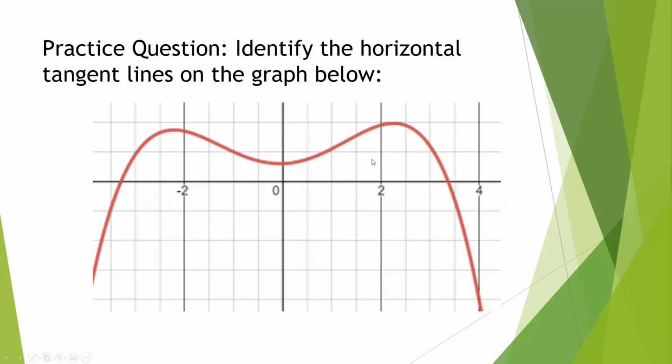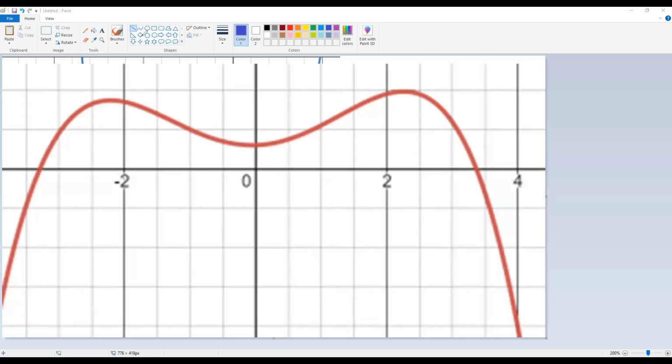I've got a question for you to practice on your own. I want you to pause this video and identify the horizontal tangent lines on the graph below. As soon as you've identified them, unpause the video and I'll go through the answer with you. Okay, hopefully you had a minute to identify the tangent lines. If you are not sure, there are 3 horizontal tangent lines on this graph. If you didn't get 3, pause the video and come back in a minute.